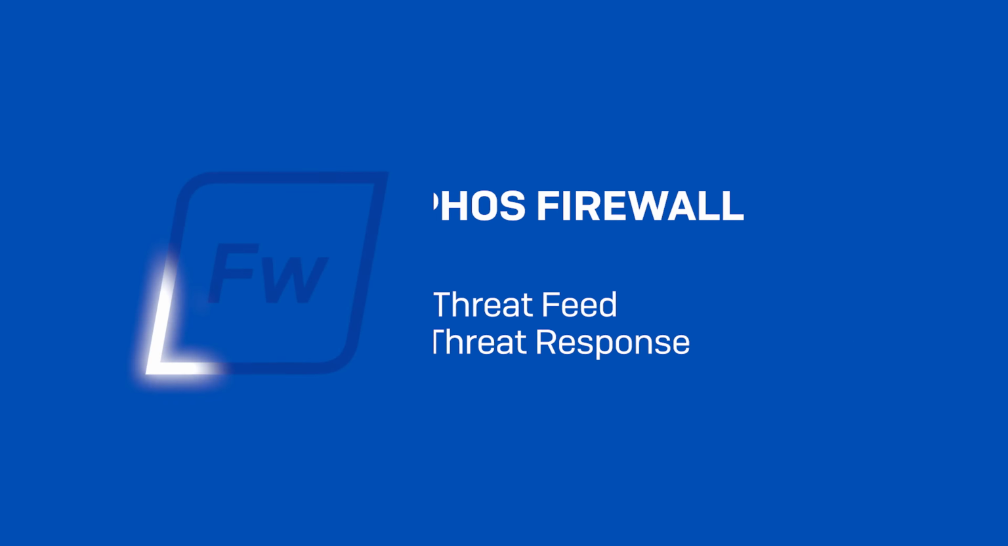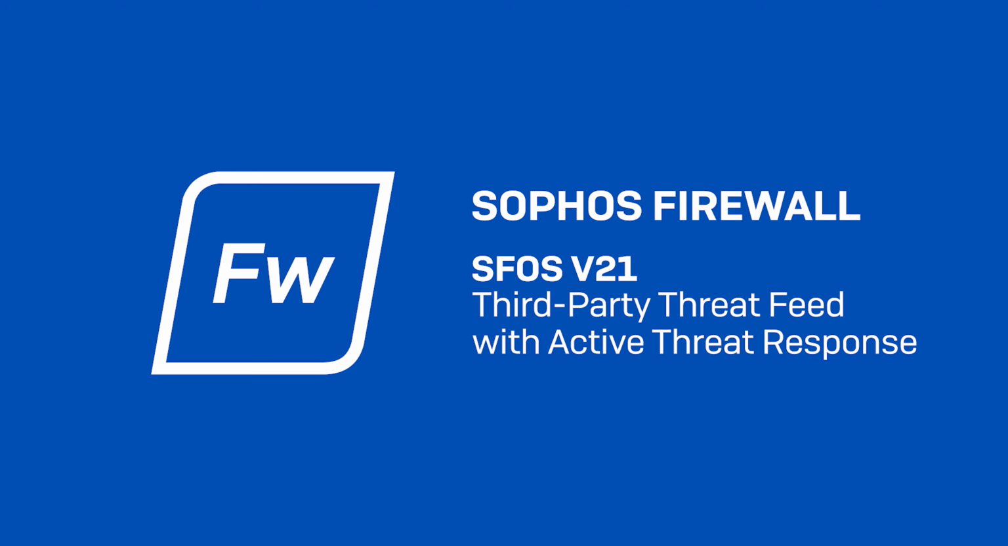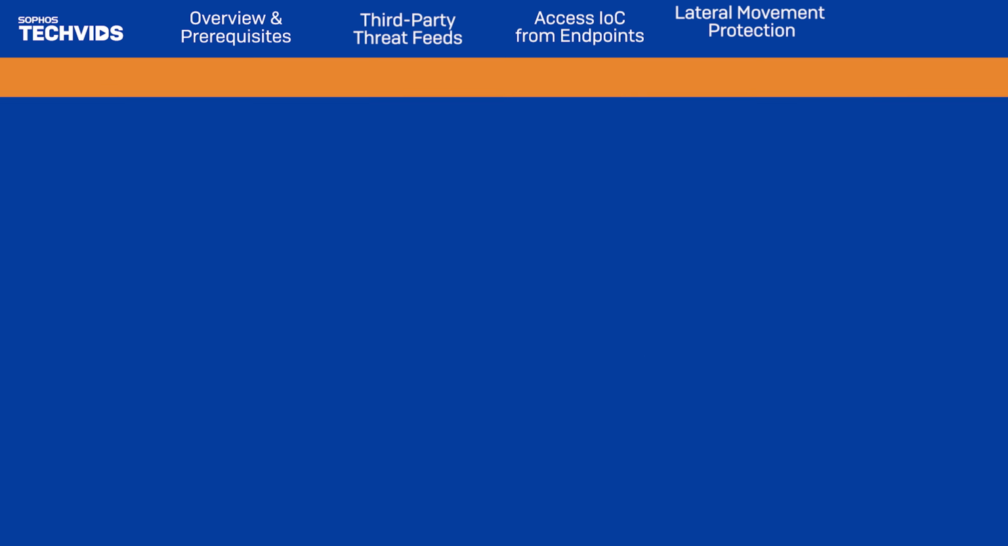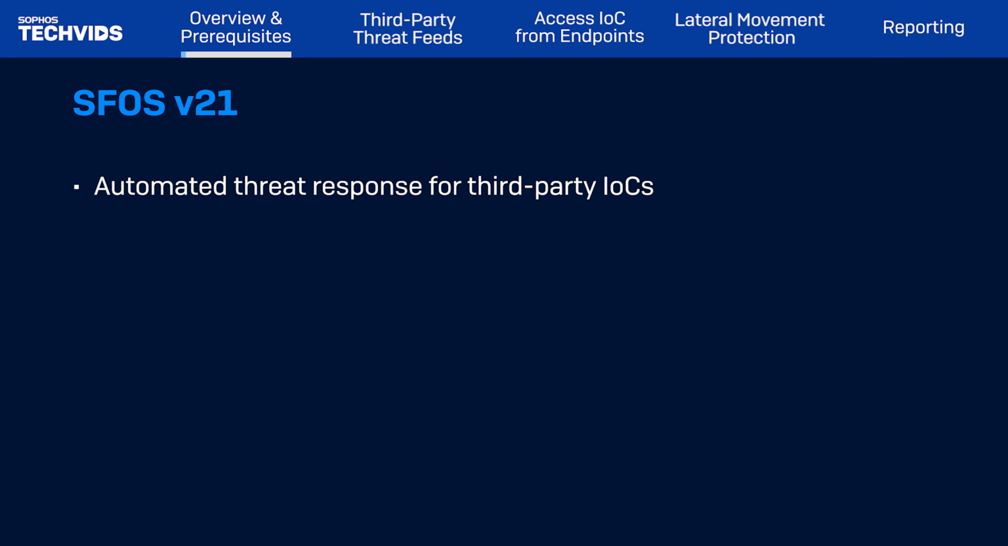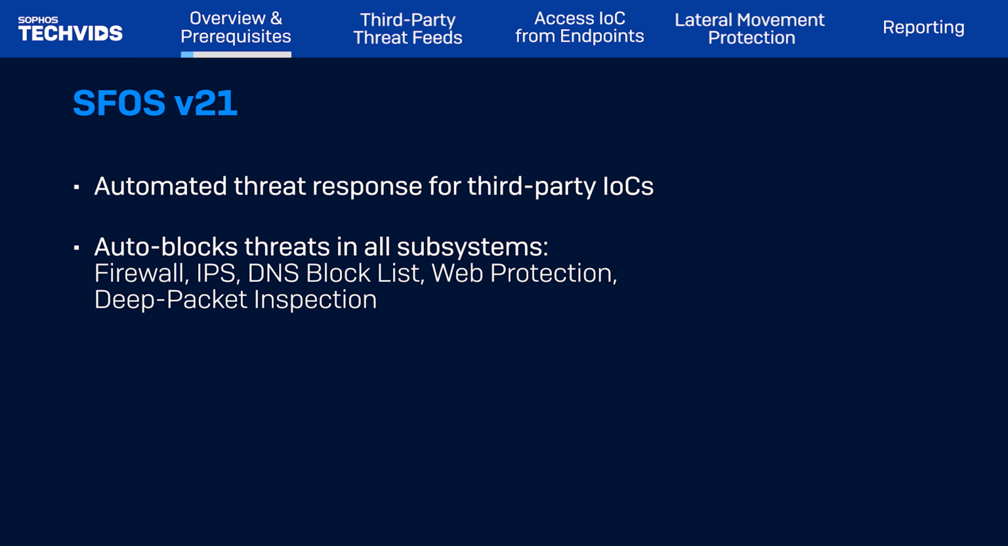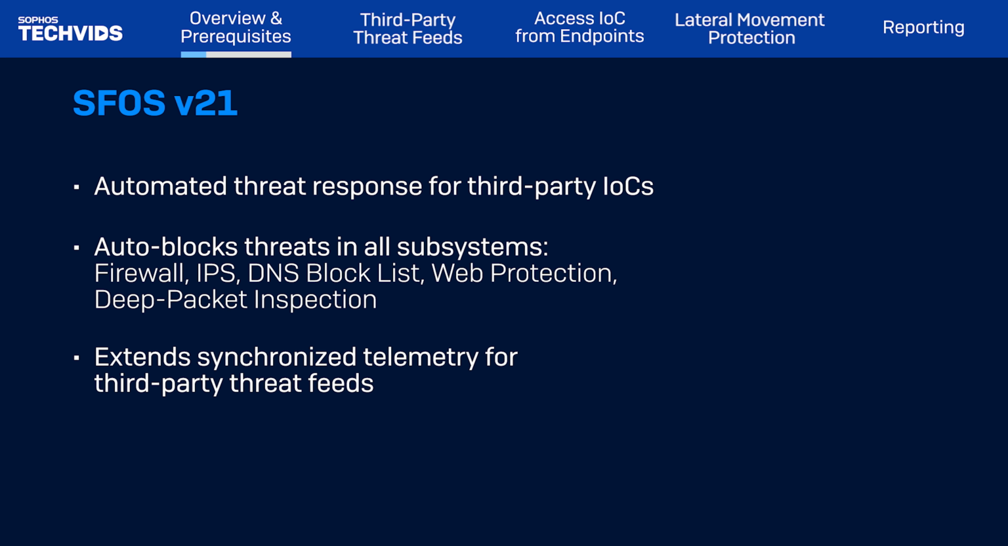Hi everyone. With the launch of Sophos Firewall version 21, we now support third-party threat feeds with active threat response. Sophos Firewall now supports automated threat response for threat indicators inserted by third-party IOC providers, MSPs, and industry-specific consortiums to automatically block threats in all subsystems: firewall, IPS, DNS block list, web protection, and deep packet inspection. It also extends synchronized telemetry for third-party threat feeds.